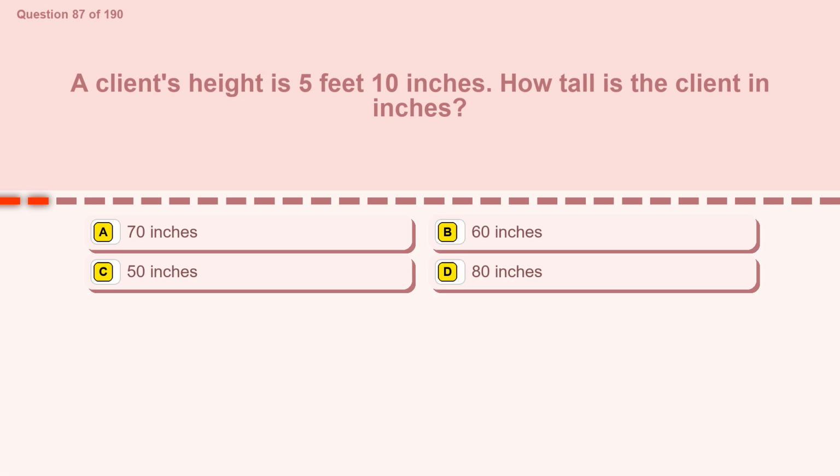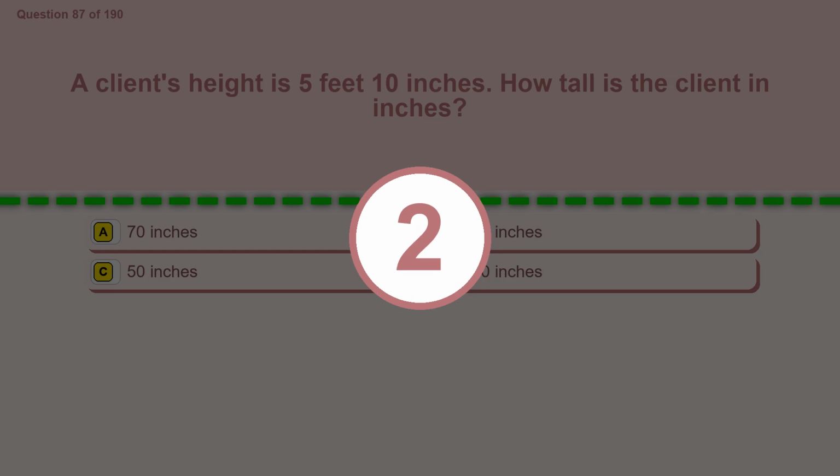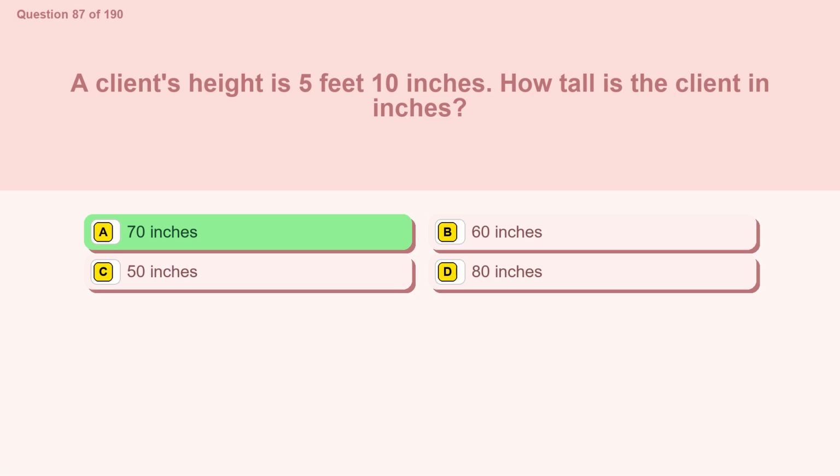Question 87. A client's height is 5 feet 10 inches. How tall is the client in inches? Option A, 70 inches. Option B, 60 inches. Option C, 50 inches. Option D, 80 inches. The correct answer is option A, 70 inches.